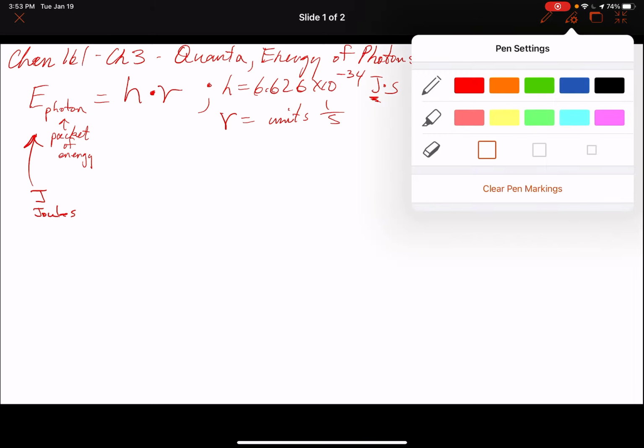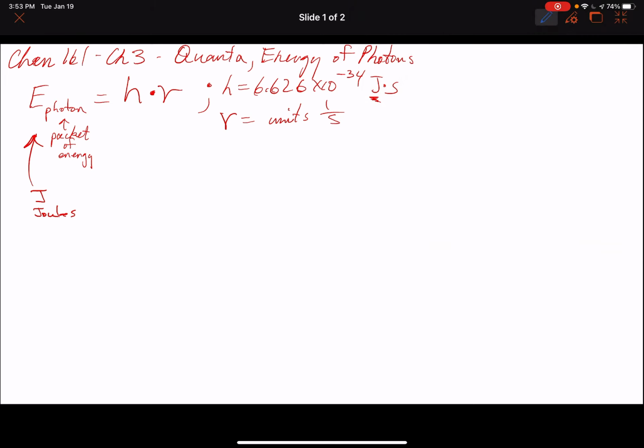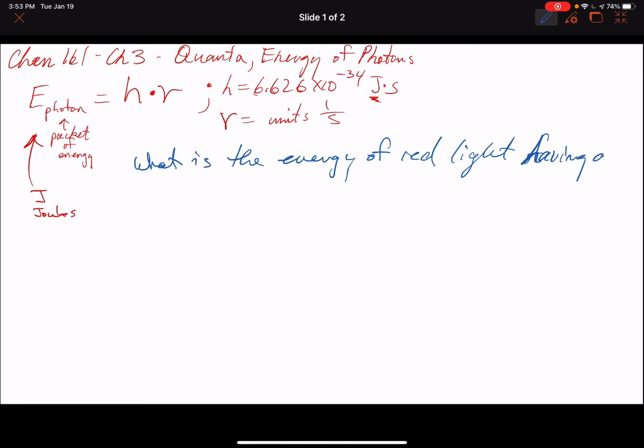Okay. And our next example here will be, what is the energy of red light having a wavelength of 700 nanometers? Of red light having a wavelength of 700 nanometers.